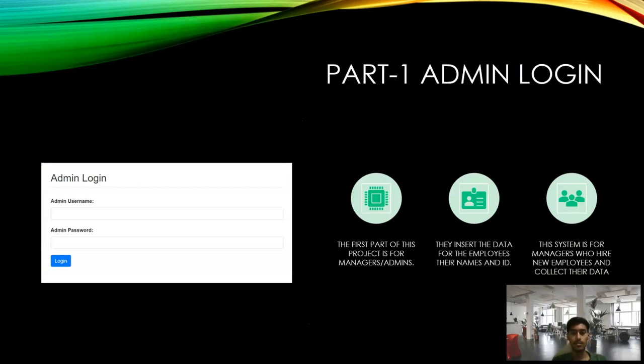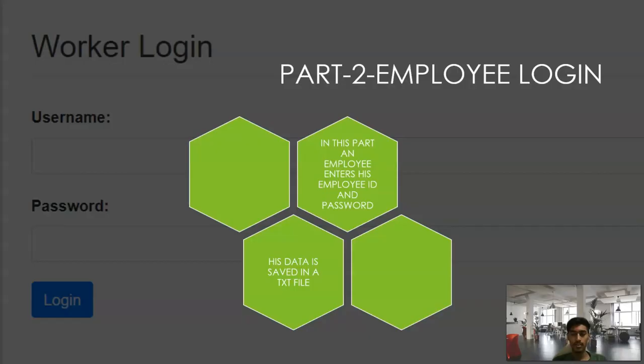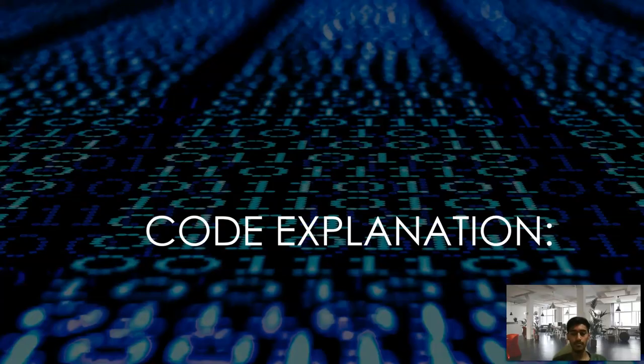Moving on, we have part 1, that is admin login. This is the first part of the project that is entirely for managers or admins. They insert the data for the employees, their names and ID. This system is for managers who hire new employees and collect their data. Further, there is the employee login page in which the employee enters his employee ID and password. His data is then saved in a txt file.